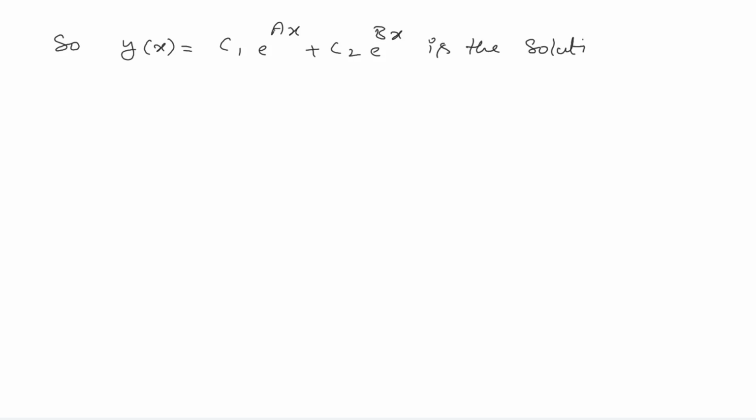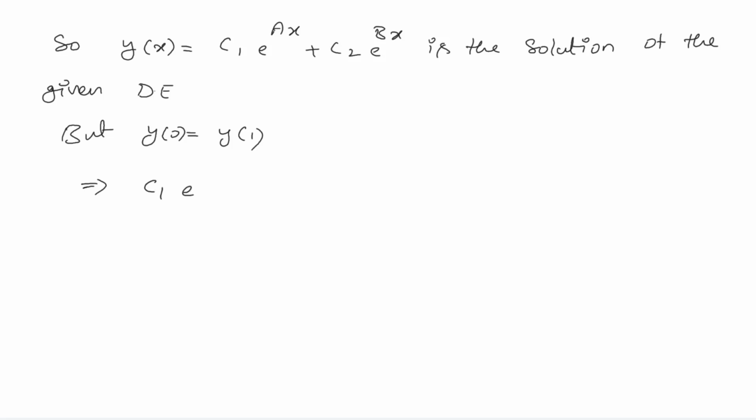Is the solution of the given differential equation. But it is given that y of 0 equal to y of 1. That implies we have c1 e^0 plus c2, which is equal to c1 e to the power of a plus c2 e to the power of b.